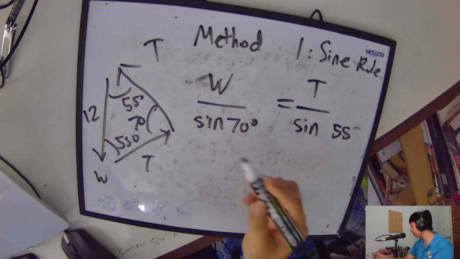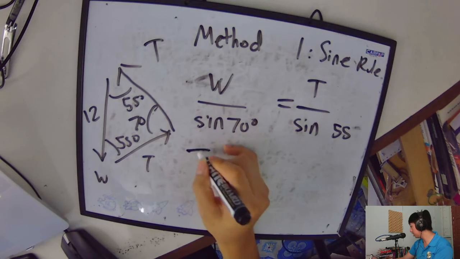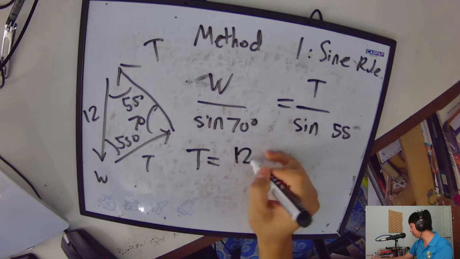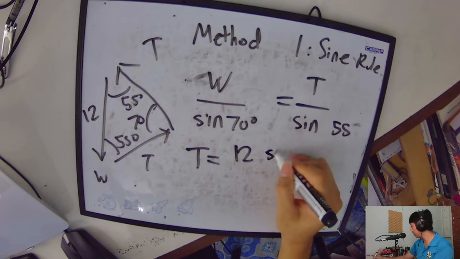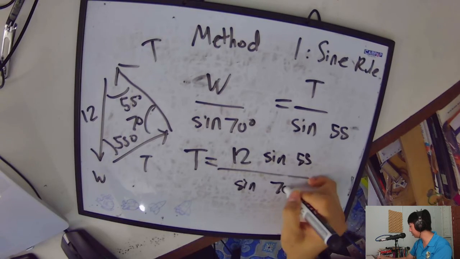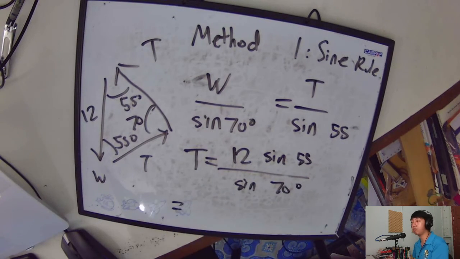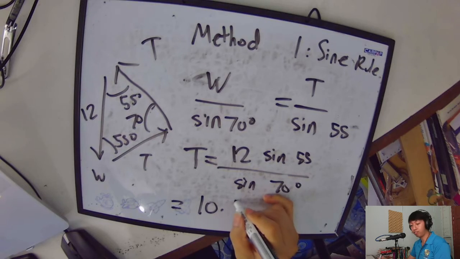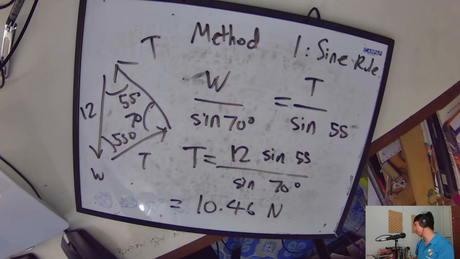From there it's a simple calculation. Therefore, T equals 12, because W equals 12, times sin 55 over sin 70, which in your textbooks and in my calculations last night equals 10.46 newtons. The other method is for you to use the cosine rule.